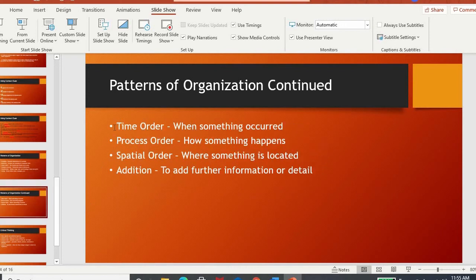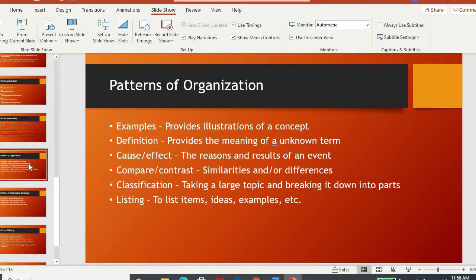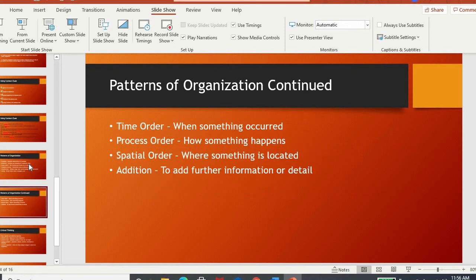We also have time order, which is literally when something occurred. Your social studies books are set up like this. History books are in time order, chronological order. Process order, how something happens, kind of like your science, like a life cycle process or setting up an experiment. Spatial order is where things are located physically, under, over, next to, that kind of thing. In addition, further information. So those are patterns of organization. Those are ways authors can organize their writing. If we can identify that, it allows us to understand more of what's happening in the paragraph.